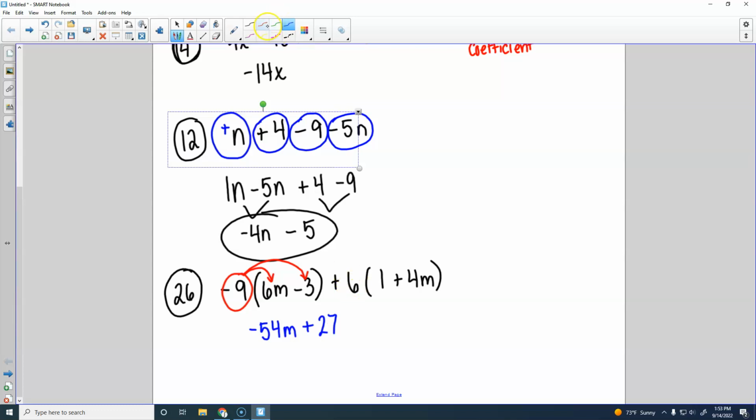Then we have the second number here, the 6. It is a positive 6. Use that sign in front of it. If that was a -6, we'd do it like we were distributing a negative there. So we're going to distribute that 6 to that second parentheses. So I've got plus 6. 6 times 1 gives me 6. And then I've got to do 6 times 4m, which is going to give me 24m.